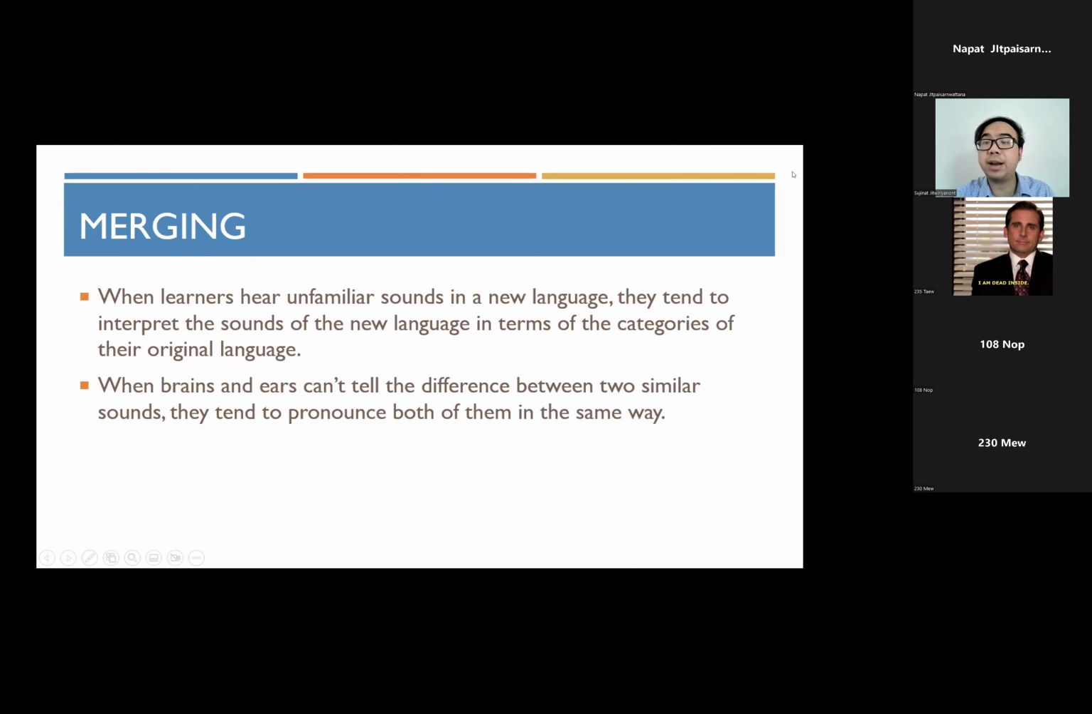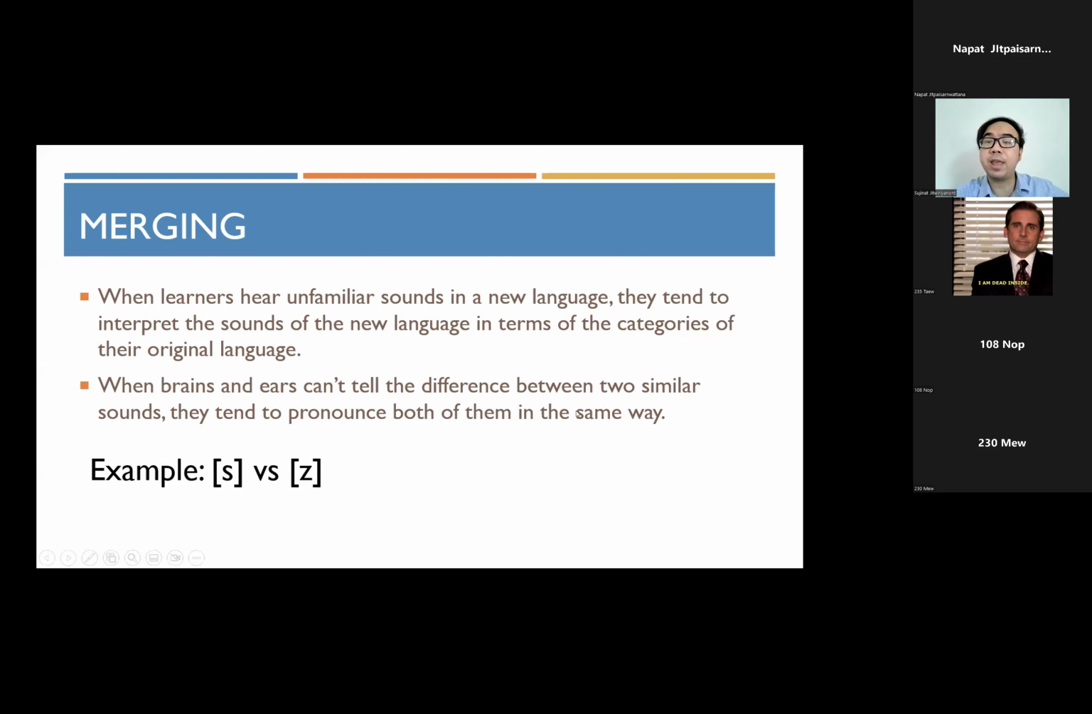The first one is merging. When listeners hear unfamiliar sounds in a language, they tend to interpret the sounds of the new language in terms of the categories of their original language. When brains and ears cannot tell the difference between two similar sounds, they tend to pronounce both of them the same way. That is, if you pronounce two different sounds in English the same, it could lead to some difficulties.